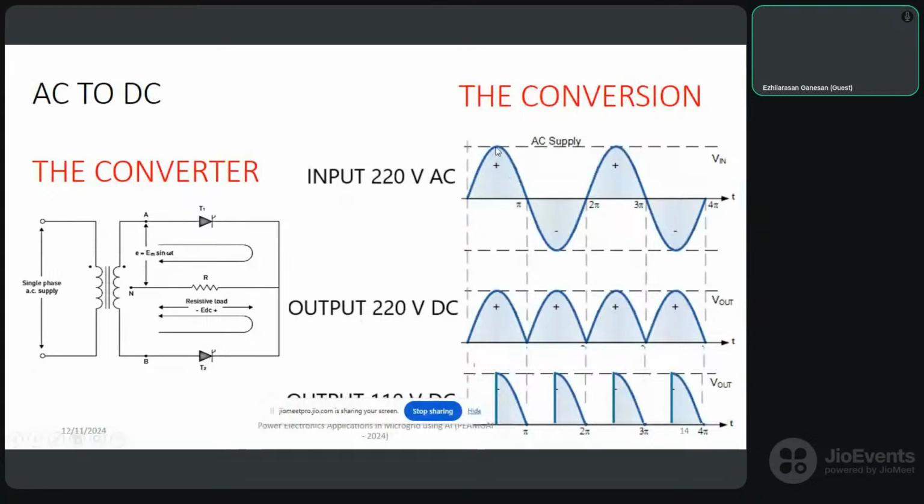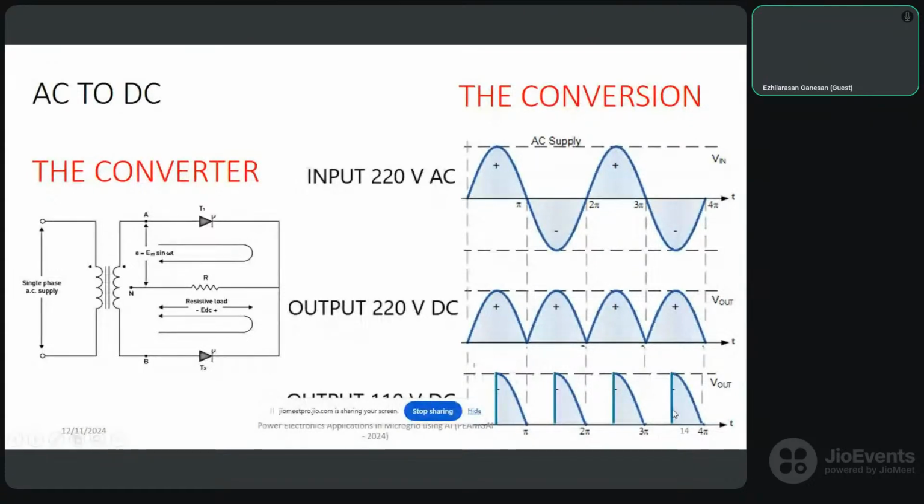You trigger, or control, the devices T1 and T2 only in the middle of the input AC. From 0 to pi, that is 0 to 180 degrees, from 0 to 90 degrees you don't switch on the thyristors T1 and T2. Only after the supply reaches 90 degrees do you switch on T1 or T2. Then the rest of the voltage comes in the output. Only half of the input appears, so if the input is 220 volt, the output will be 110 volts.